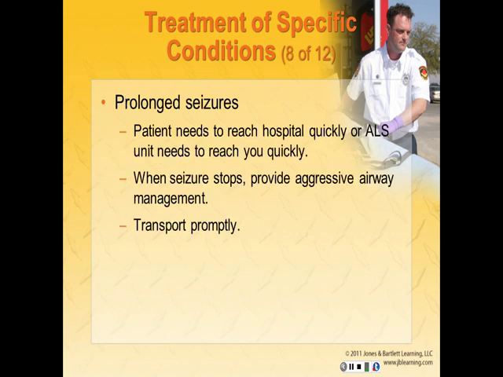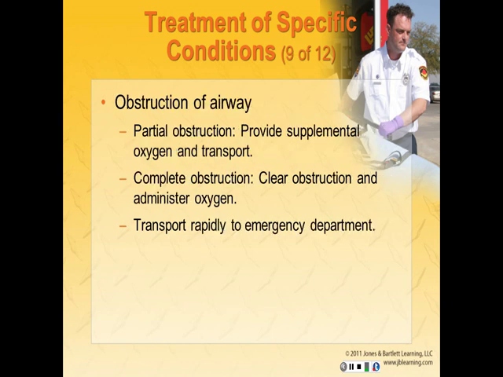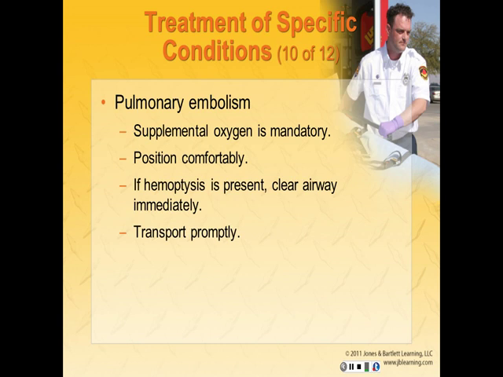Prolonged seizures. The patient needs to reach the hospital quickly, or you need to call for an ALS intercept to reach you quickly. When the seizure ends, you need to provide aggressive airway management and transport rapidly to the emergency department. Airway obstruction. With a partial obstruction, you should provide supplemental oxygen and transport. If your patient has a complete airway obstruction, you must clear the obstruction and administer oxygen. All patients with airway obstruction need to be transported to the emergency department.